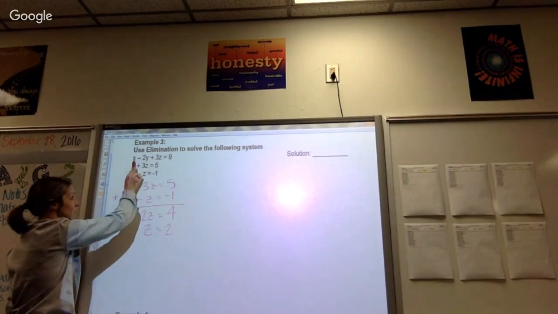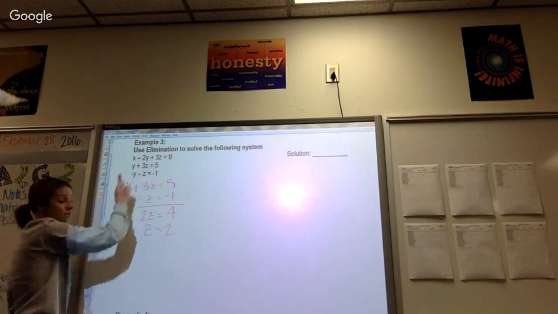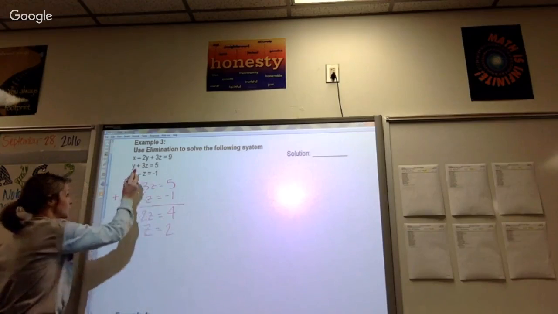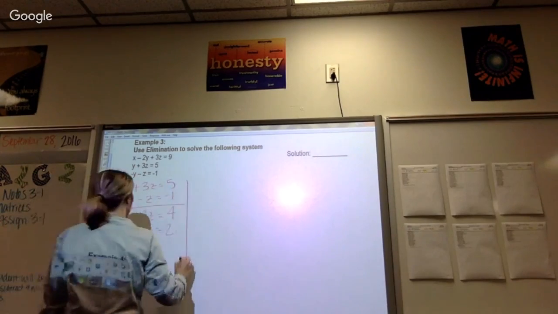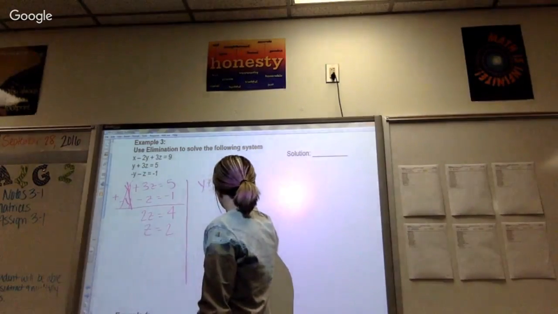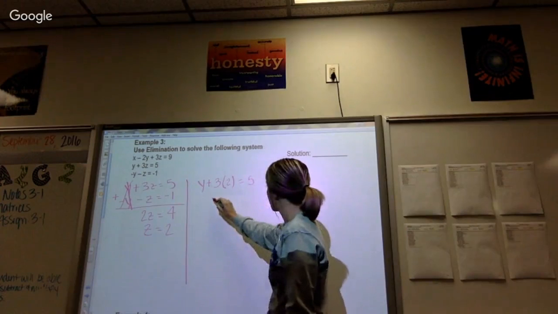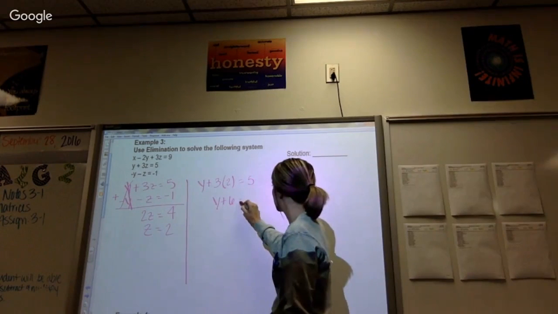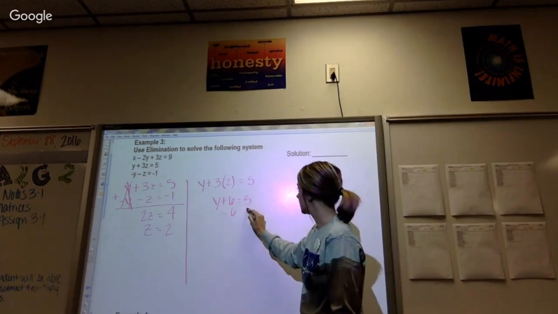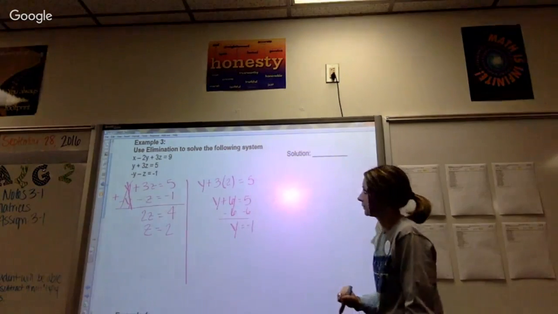Notice this first one has an x, y, and z, so if we plugged in a 2 for z here, we would still have an x and a y, so that wouldn't help me solve for one of those other variables. So I'm going to either use the second or third equation, it doesn't matter which one. So y plus 3 times 2, because we're replacing z with 2, equals 5. So y plus 6 equals 5. And then you subtract, so your y would equal negative 1.